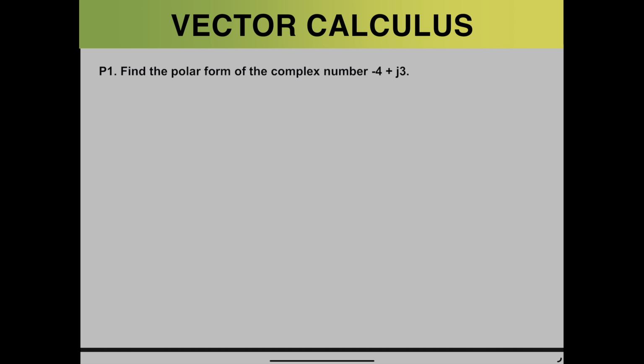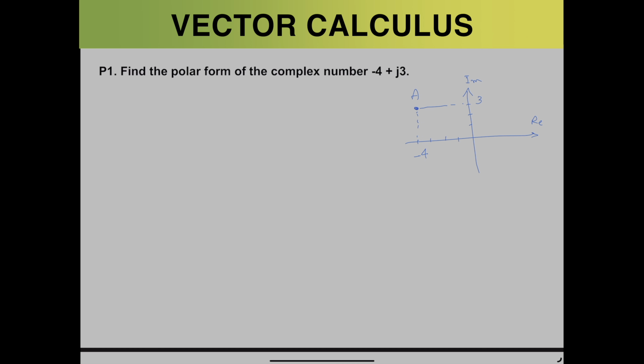The first question is saying find the polar form of the complex number -4 plus j3. So essentially, what I would suggest first is let's plot where this complex number resides on the complex axis. Imagine that this is the real and imaginary axis of a complex domain. If I want to locate -4 plus j3, it would be sitting somewhere in the second quadrant.